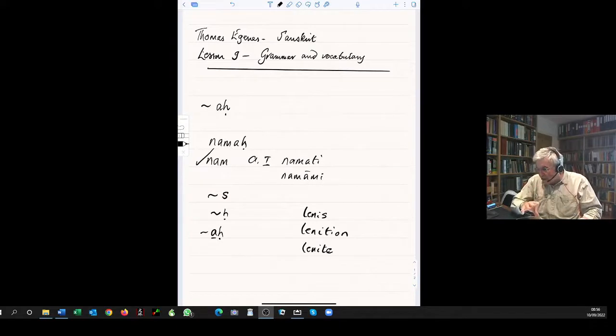are the voiced consonants. As the voiced and unvoiced, the difference between b and p, and the d and th, that's voiced and unvoiced. Where you get ah followed by a word beginning in a voiced consonant, it simply changes to o. That is why you have namah.